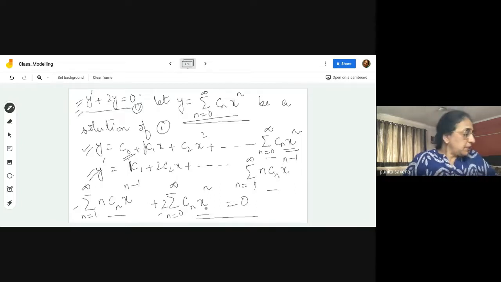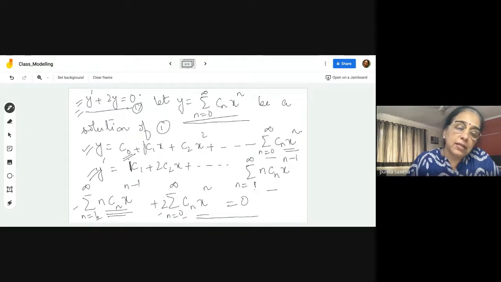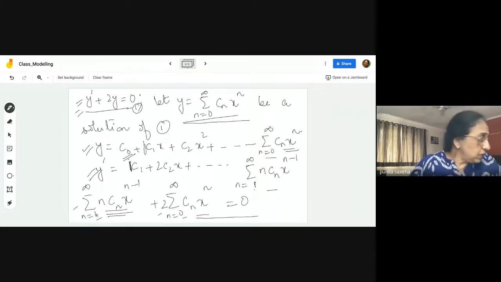Okay. But to do so, what I need to do is have the summations starting from the same index. In the sense that this first term is starting from n equal to 1. The second term is starting from n equal to 0. So obviously the easiest way would be to rewrite the term here so that my summation also starts from n equal to 0.